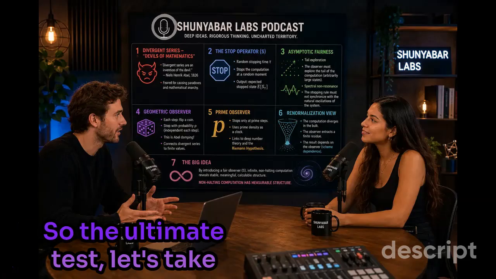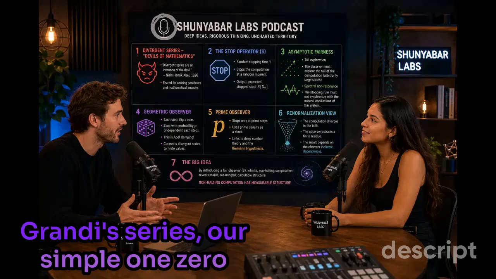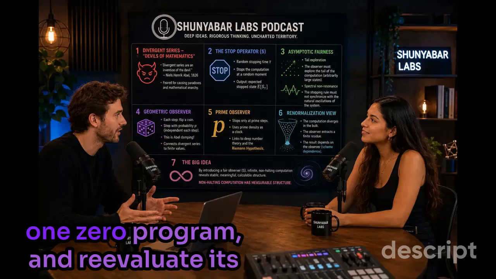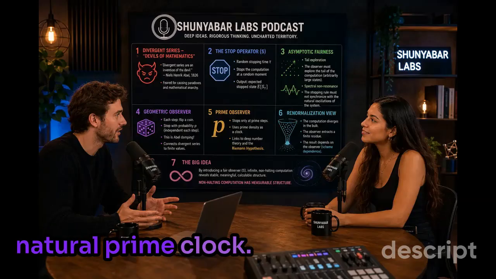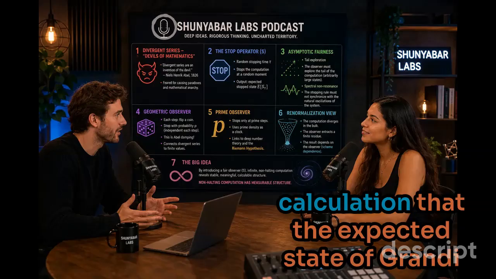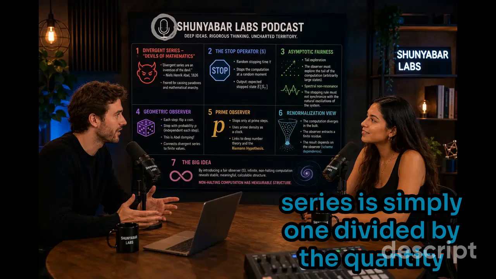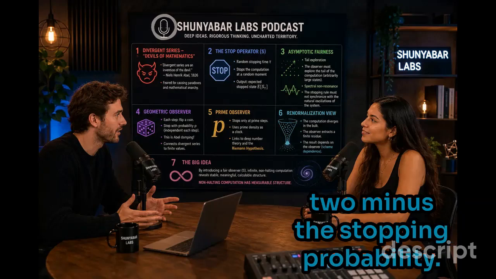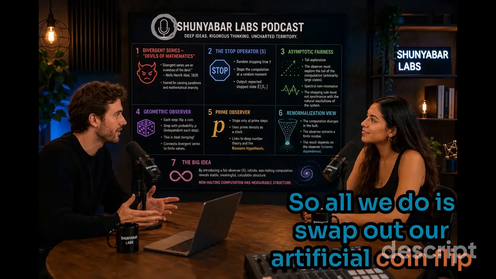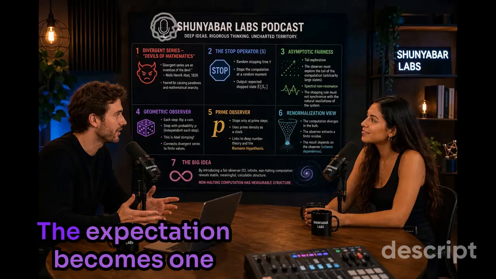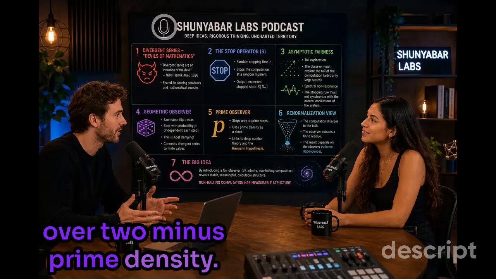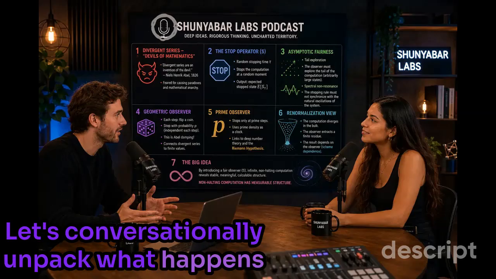So the ultimate test. Let's take Grandi's series, our simple 1010 program, and reevaluate its expected state using this new natural prime clock. We know from our earlier geometric calculation that the expected state of Grandi's series is simply 1 divided by the quantity 2 minus the stopping probability. Yeah. So all we do is swap out our artificial coin flip p and drop in our prime density probability. The expectation becomes 1 over 2 minus prime density. Let's conversationally unpack what happens if we evaluate this.